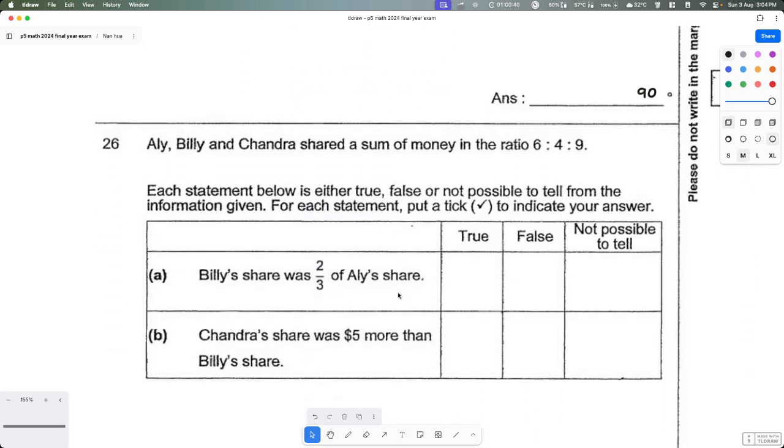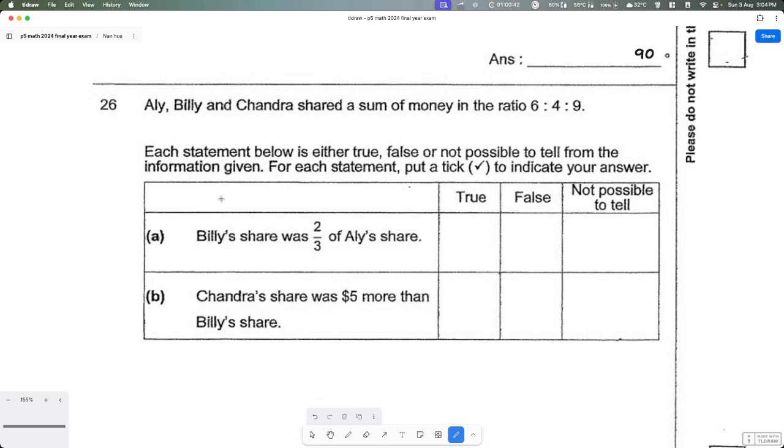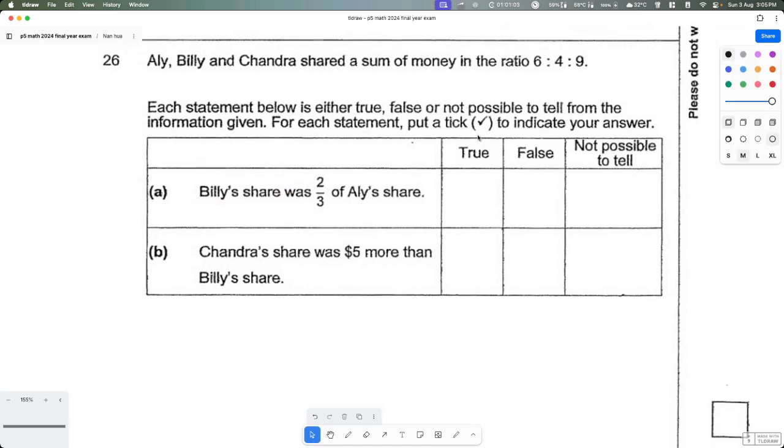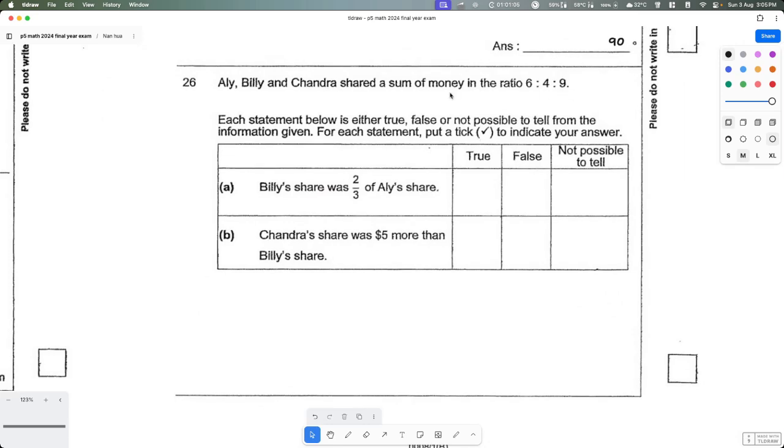Okay, let's move on to question 26. It says here, Ali, Billy, and Chandra shared a sum of money in the ratio of 6, 4, and 9. Each statement below is either true, false, or not possible to tell from the information given. For each statement, put a tick to indicate your answer. Billy's share was 2/3 of Ali's share.